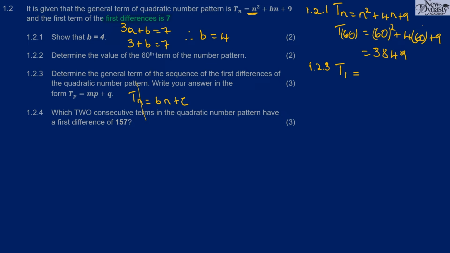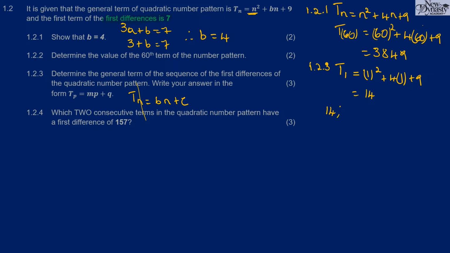So that is why I put T1 here, the first term. So for every n, I'm going to put 1 here. So that is n squared plus 4 into 1 plus 9. 1 squared plus 4 plus 9, and that is going to be 14. Yes, so that is going to be our first term. So you can go on and substitute T2, T3, T4. Let us at least have 4 terms for the quadratic number pattern so that we can have at least 3 differences. So 14 is going to be our first term here.